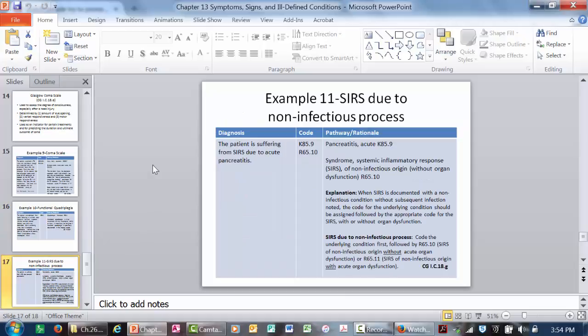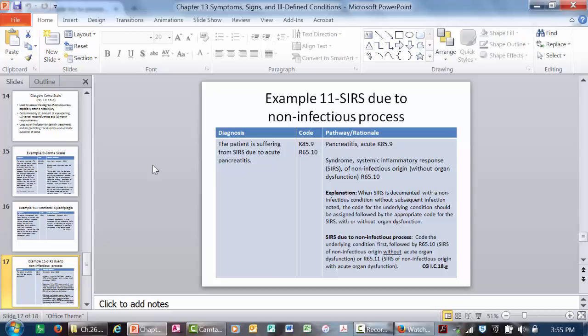And here is SIRS, or a systemic inflammatory response, SIRS. SIRS due to a non-infectious process. It is not uncommon to have a SIRS diagnosis because of an infection that's just become rampant through the whole body. This is an example of a patient having that systemic response, but it's non-infectious.